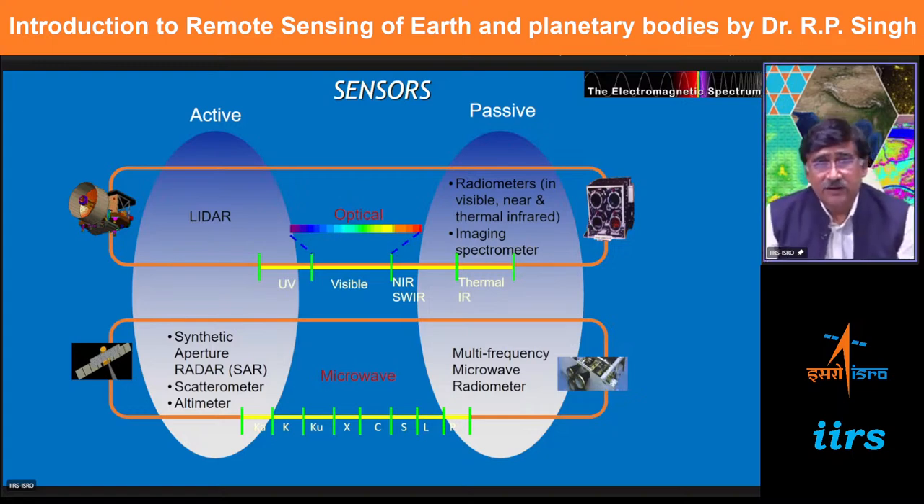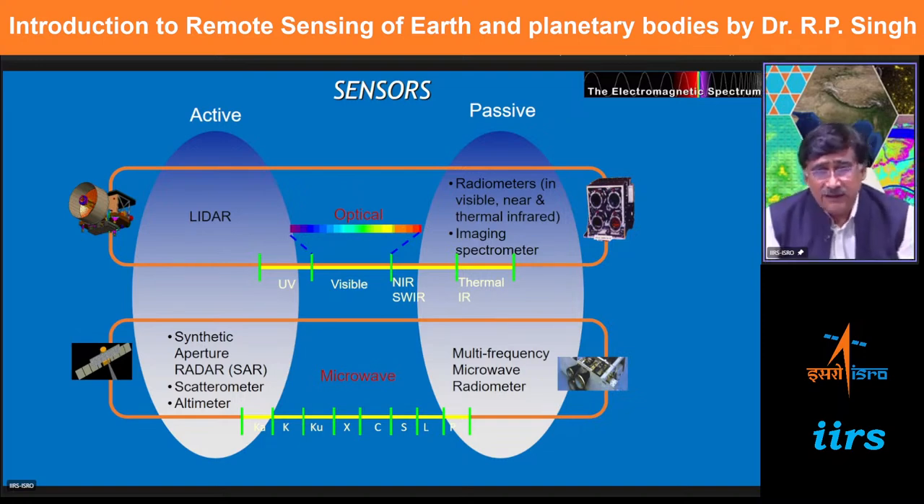There are various kinds of sensors. Some are active, some are passive. When we say active sensors, mostly they are lidar, radar, scatterometer, altimeter. It means the sensor has its own source of radiation, where the light or the microwave signal is made incident on a surface, and we see the reflected or scattered part of it.